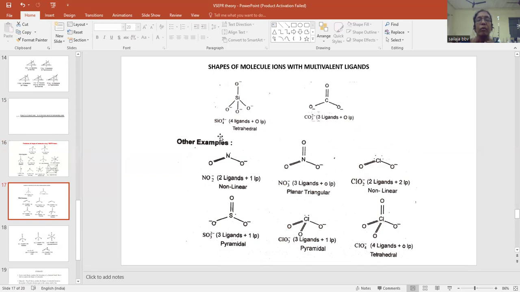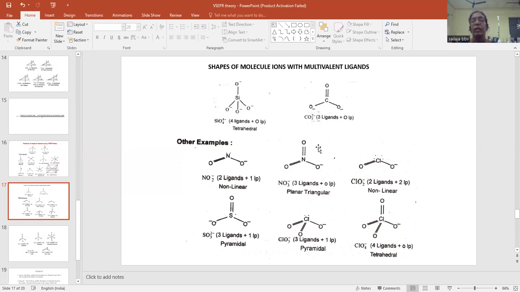Next, SiO4 4 minus. Here silicon belongs to the 4th group. Since there are 4 surrounding atoms and each one is sharing an electron, 4 minus 4 divided by 2 is equal to 0. Here in SiO4 4 minus, there are no lone pairs of electrons.